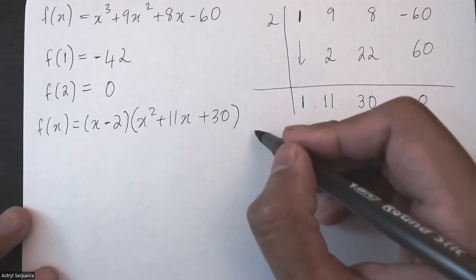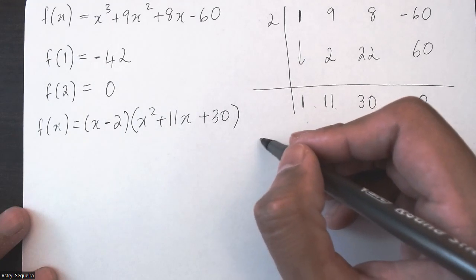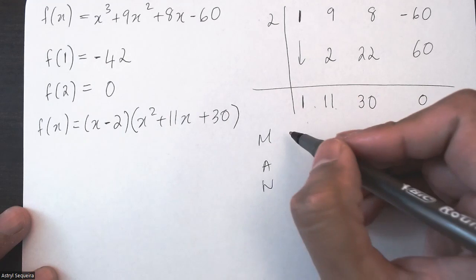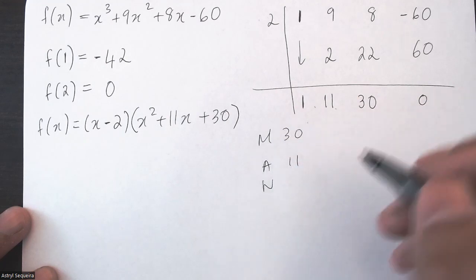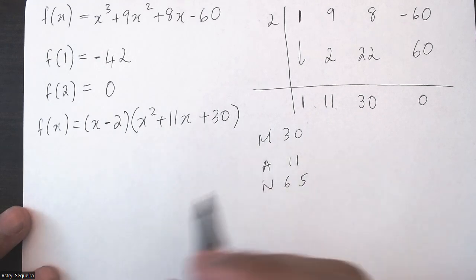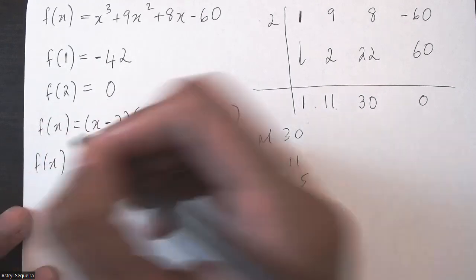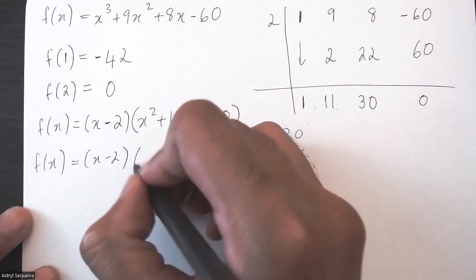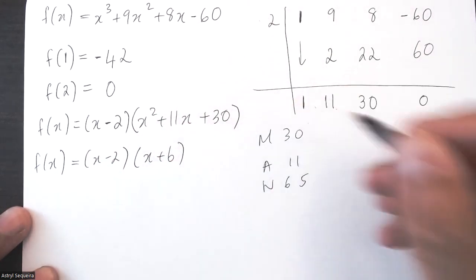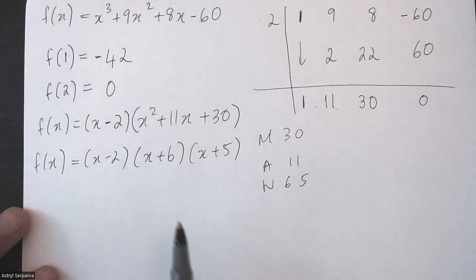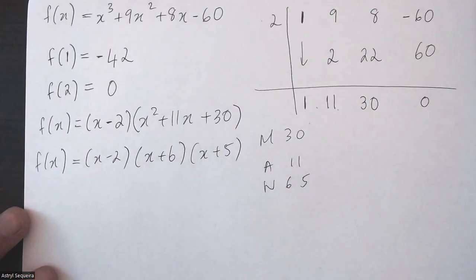I'm going to factor it with our man method. It's a simple trinomial. So what multiplies to 30 and adds to 11? It's pretty simple. It's 6 and 5. Now I can factor this completely. I can rewrite it as f of x equals x minus 2 times x plus 6 times x plus 5, which were my two factors from there. And now this is fully factored.